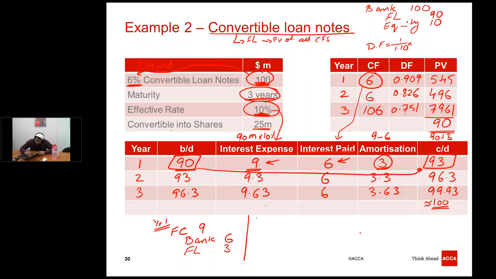Similarly, if I'm preparing the entry for year 2, I would say finance cost debit by 9.3, bank credit by 6, and financial liability credit by 3.3. So these are the entries, and the time's up for today. Signaling effect from the admin about the time that it's over.